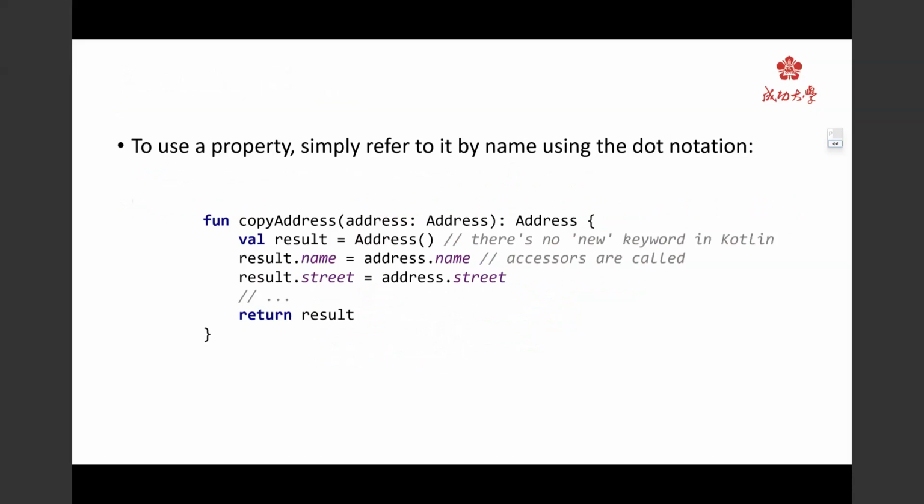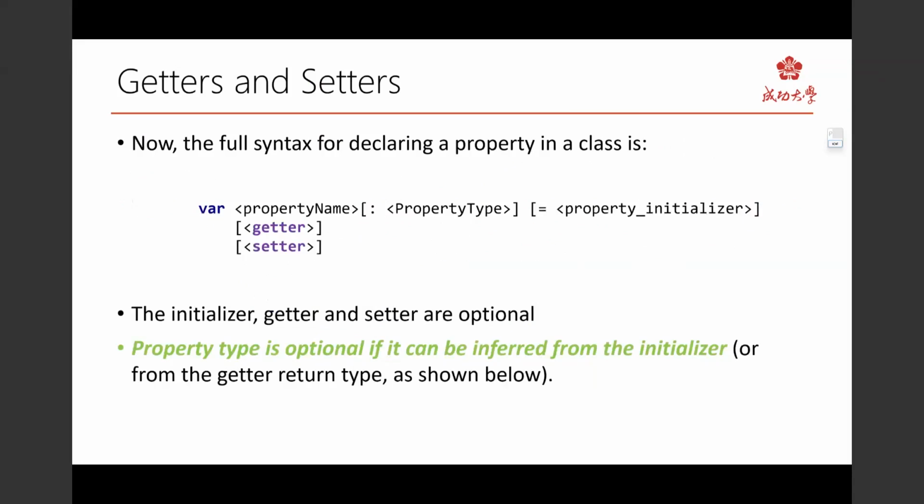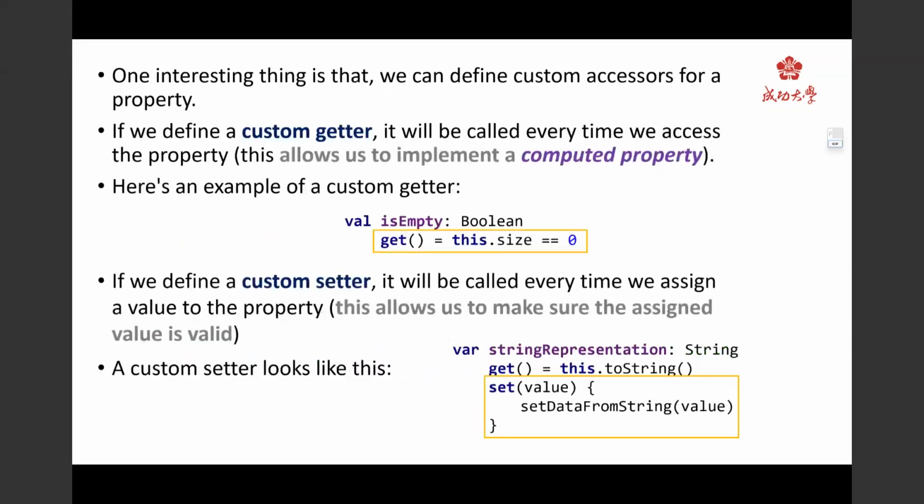To use a property of an object, simply refer to it by name using the dot notation. This is exactly the same as C++ and Java, so I'll skip it. Now, the full syntax for declaring a property in a class is this. This is kind of complicated, but don't be scared. This syntax simply means we can define a custom getter function and a custom setter function for a property or for a field inside a class.